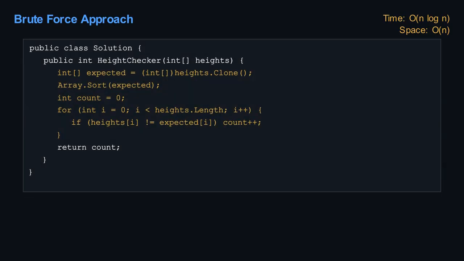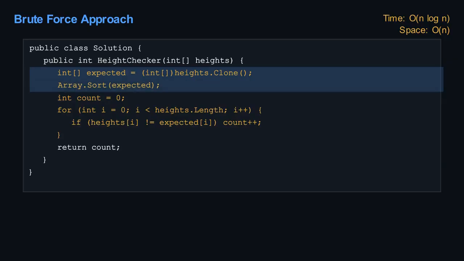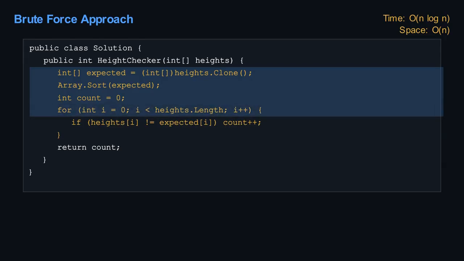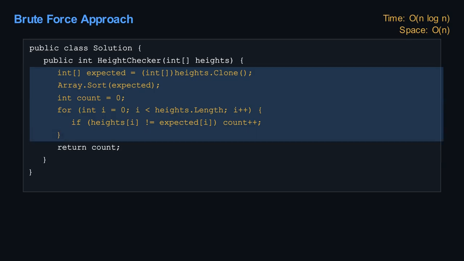The most intuitive approach is to first create a copy of the original heights array. Then, sort this copied array to get our expected order. Finally, iterate through both the original and the sorted arrays simultaneously, comparing elements at each index. If an element in the original array doesn't match the corresponding element in the sorted array, we increment a counter. This approach works, but sorting takes n log n time due to comparison-based sorts, and the copy uses linear space.